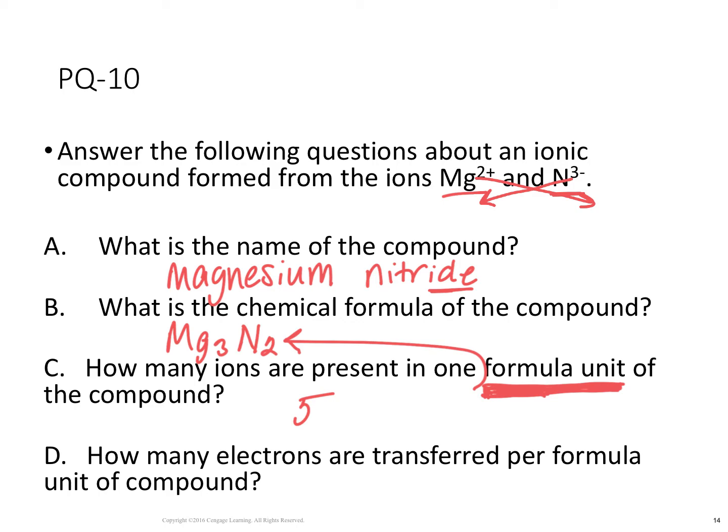D wants to know how many electrons are transferred per formula unit. Each magnesium is transferring 2 electrons, right? It's got the +2 charge. So if each magnesium is transferring 2 electrons and there's 3 of them, that means there are 6 electrons that are being transferred.